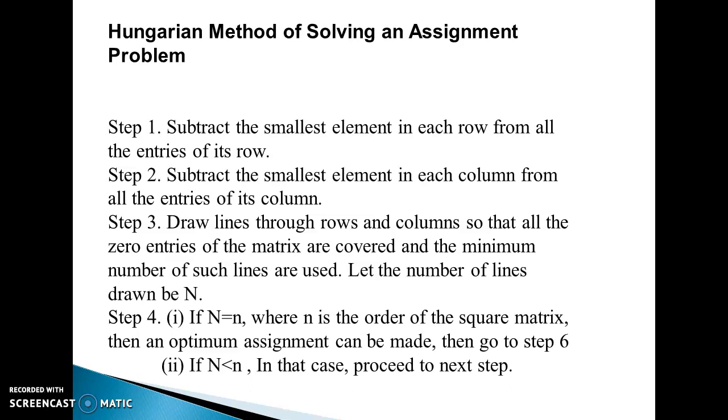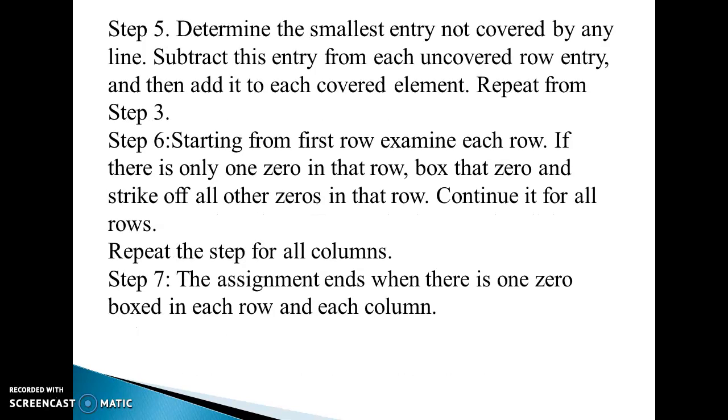Then, draw horizontal or vertical lines so as to cover all the zeros. Now, let the number of lines drawn be capital N. If N is the number of lines drawn, then small n will be the order of the matrix. If capital N is equal to small n, then we can go for the assignment, the optimum assignment. But if not, then determine the smallest entry that is not covered by any of the lines. That value has to be subtracted from the uncovered entries, and it will be added to the covered element.